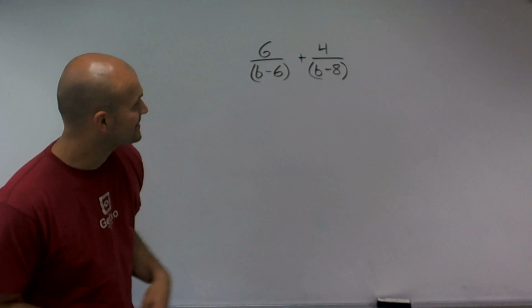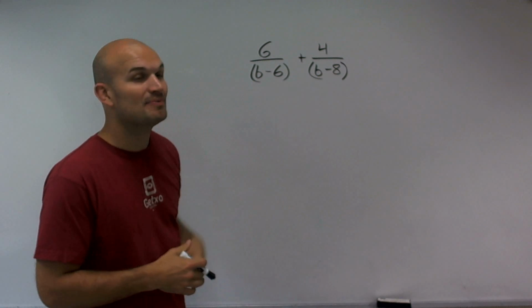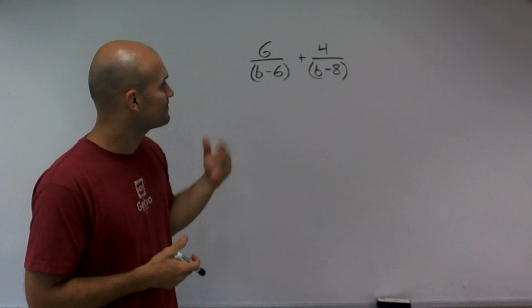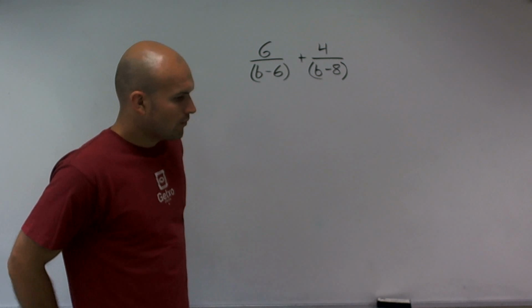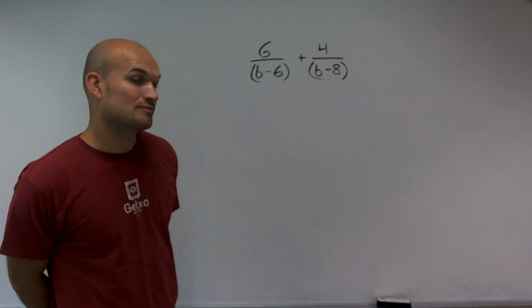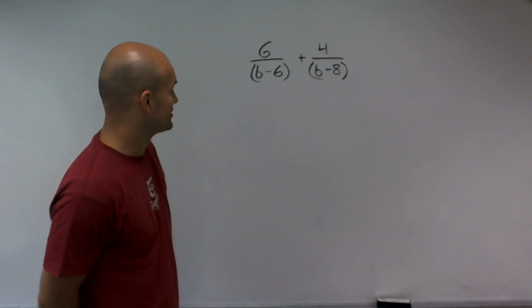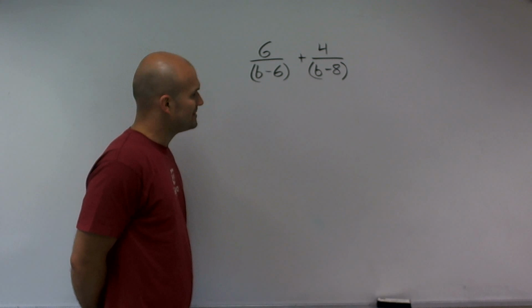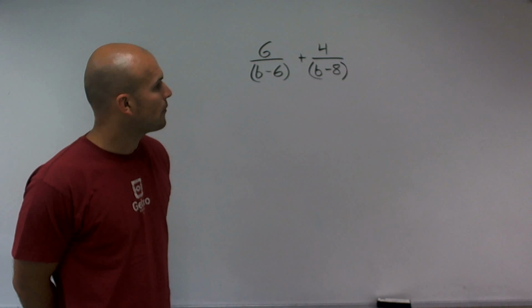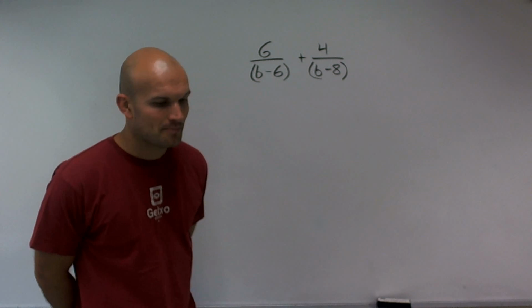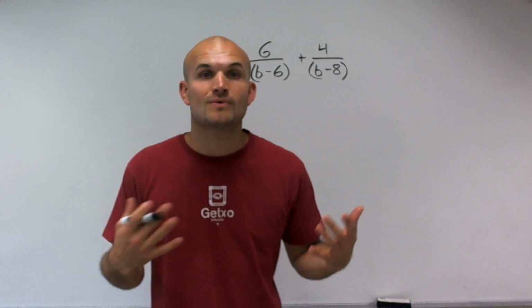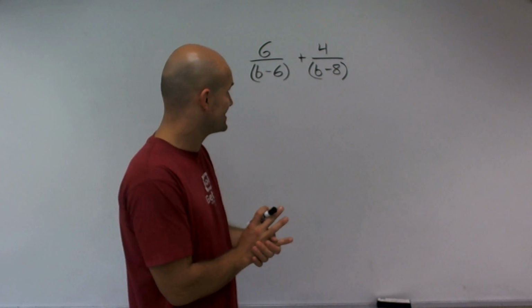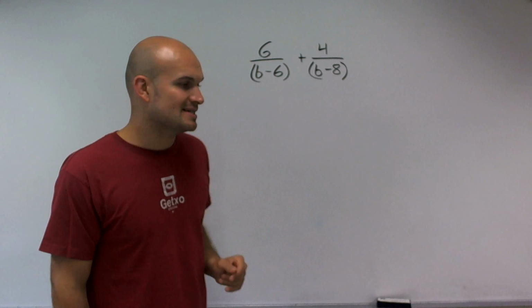Welcome. What I want to do today is show you how to simplify this rational expression. What I have here is adding these two rational terms: 6 divided by b minus 6, plus 4 divided by b minus 8. The important thing we need to understand is we have two rational terms, or fractions, and we have an operation which is addition.